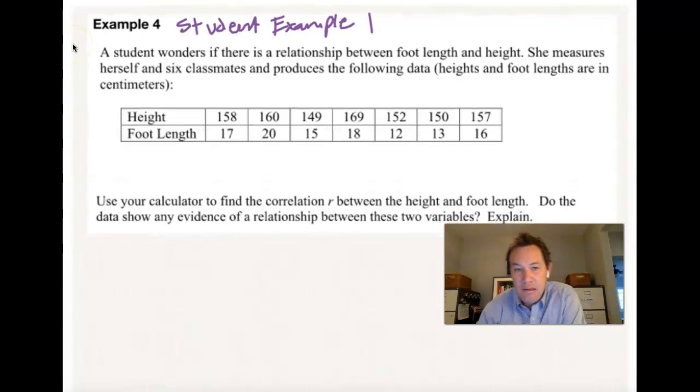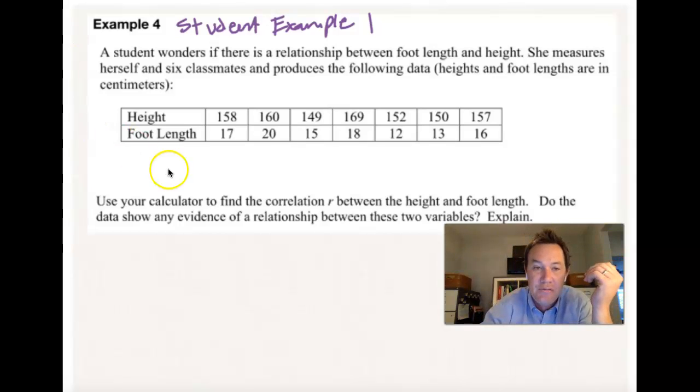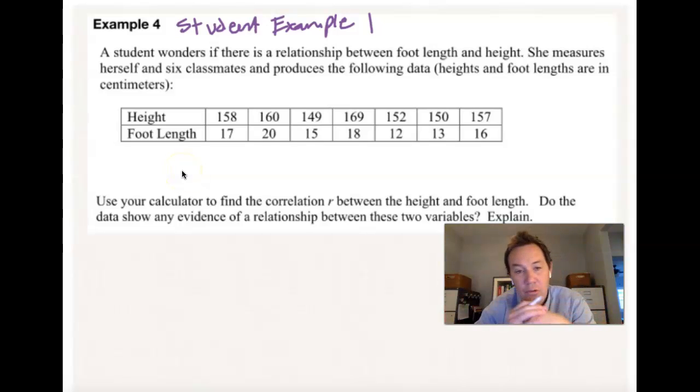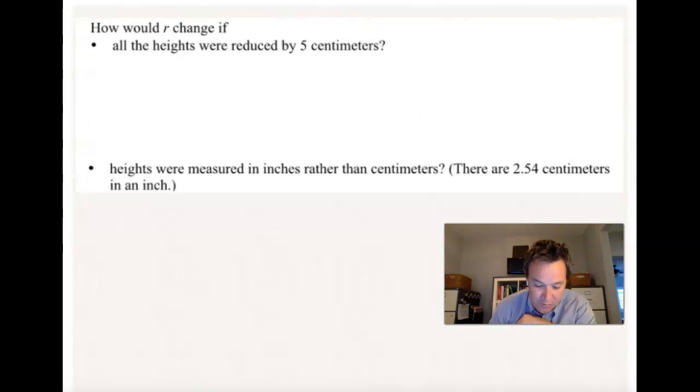Go ahead and decide which you think is the explanatory and which is the response variable. And see if you can use your calculator to find the correlation between those and answer the question, is there any evidence of a relationship between these two variables? Pause it here, get started on that. And then I have one more student example I'm going to walk you through, so don't just shut down your computer. All right, we will talk about the answers to these questions when we go over the student example.